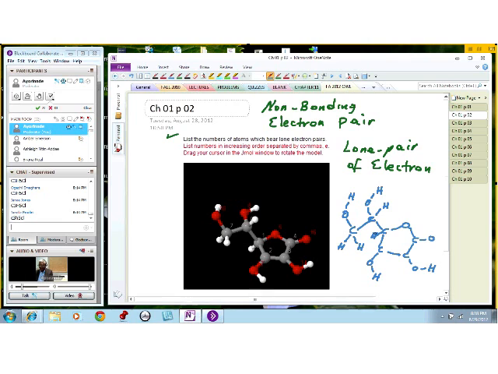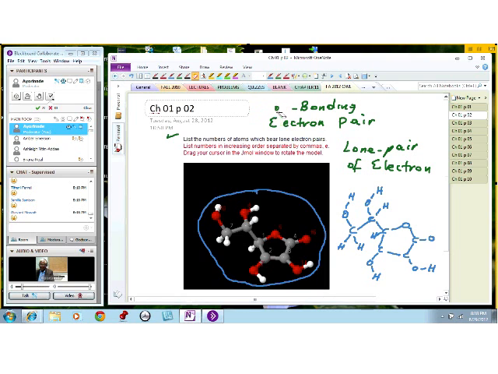If you see what I've drawn now, give me a happy face. What I've done here is to draw this same molecule in this two-dimensional form, so we can see this better. Now, the question they ask is, list the numbers of atoms which bear lone electron pairs.